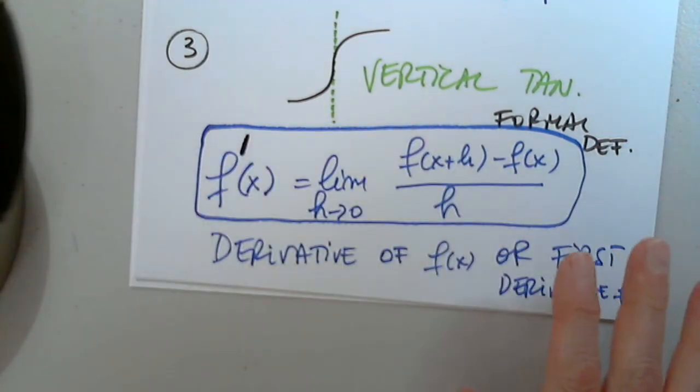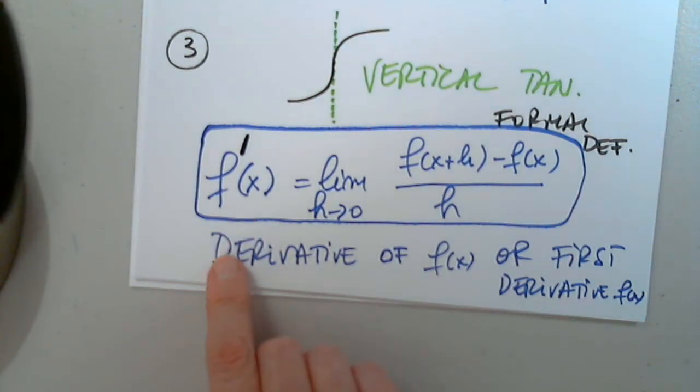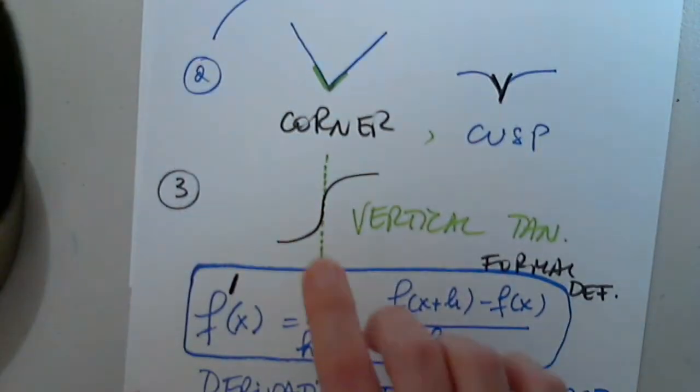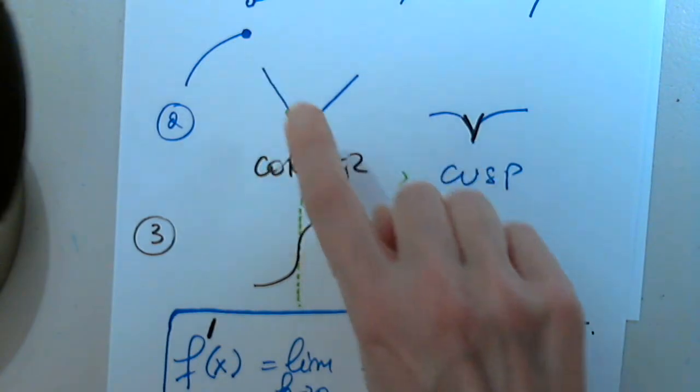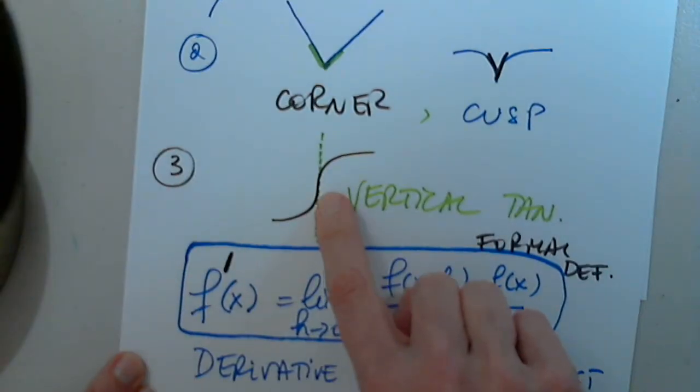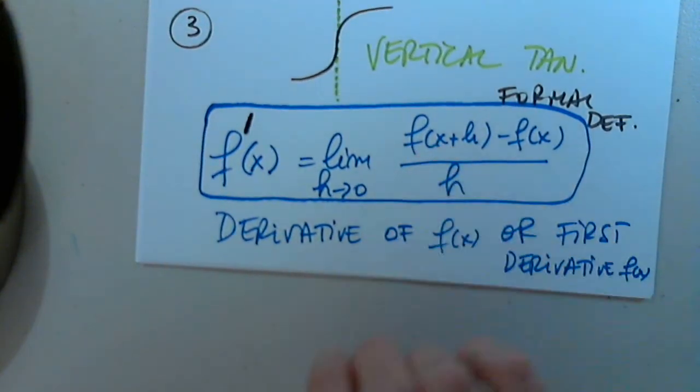Again, it will give us the instantaneous rate of change for any x, with the condition that x is not where the function is discontinuous, has a corner, has a cusp, or a vertical tangent. In other words, the function is differentiable there.